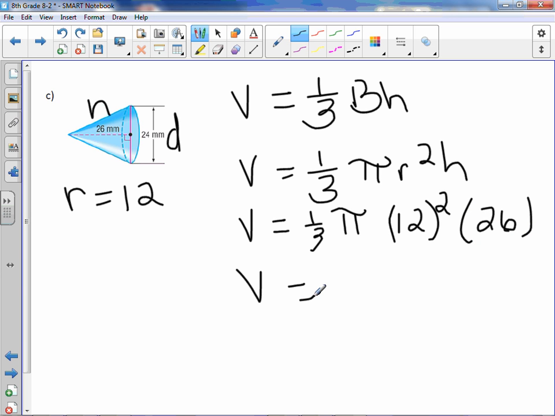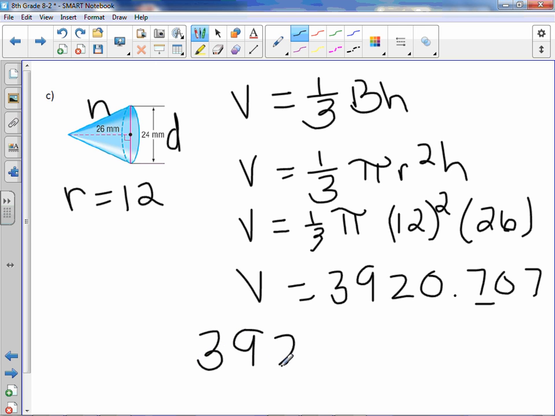So 1/3 times pi times 12 squared times 26, plug that in, and we get a volume of 3,920.707, or 3,920.7 millimeters cubed.